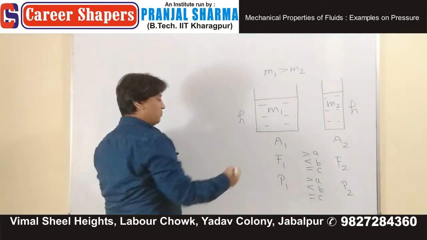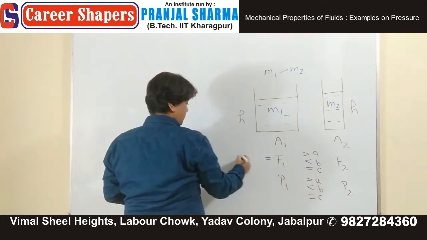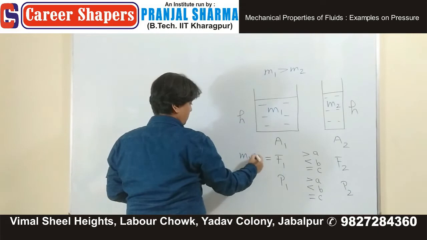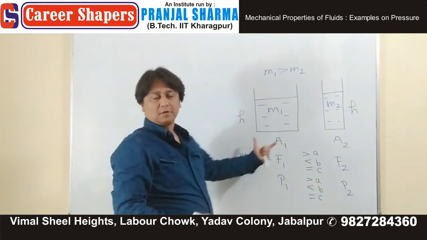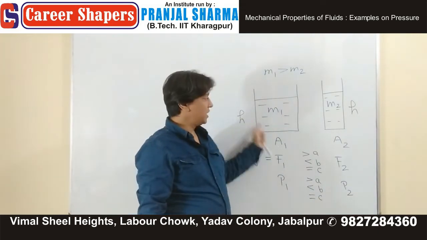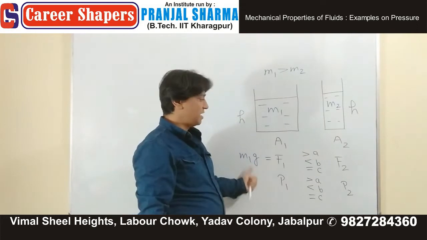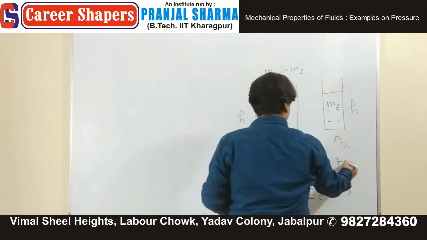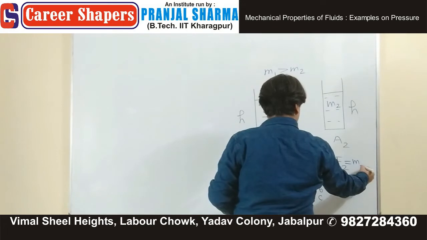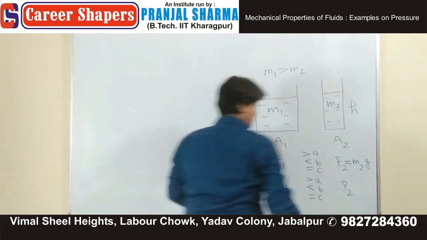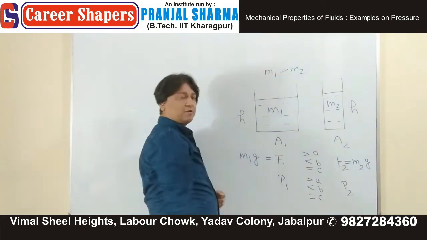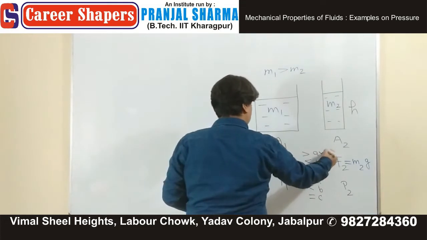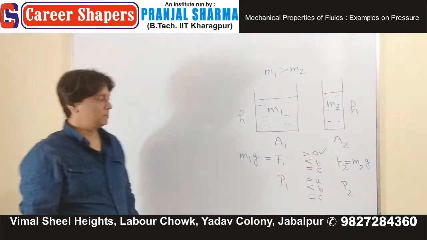So what is F1? F1 is nothing but the weight of the liquid. This beaker is holding the entire weight of the liquid and therefore M1g, and F2 is what? M2g. Since M1 is greater than M2, the correct answer is what? A.